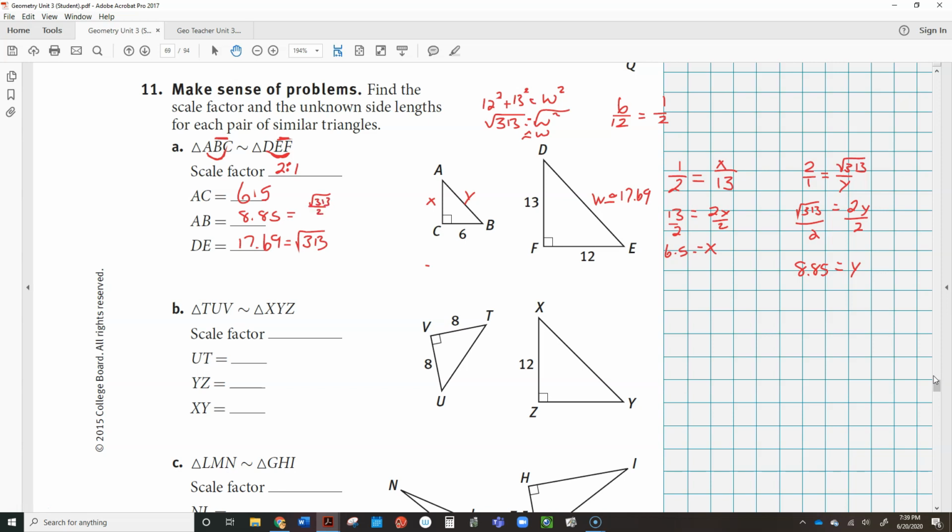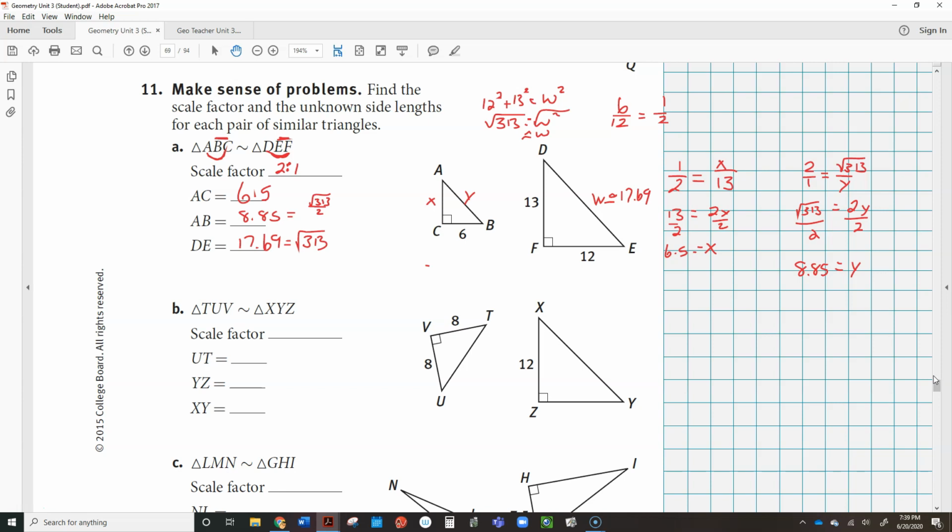If you want an exact value, you have to do the square root of 313 divided by 2. So it doesn't matter how you do the ratio, how you set up the ratio from the scale factor. You do just have to be sure and make your ratios match so that the shorter side, the number that's on top, comes from the smaller figure. This says that the number from the bigger triangle has to go on bottom.